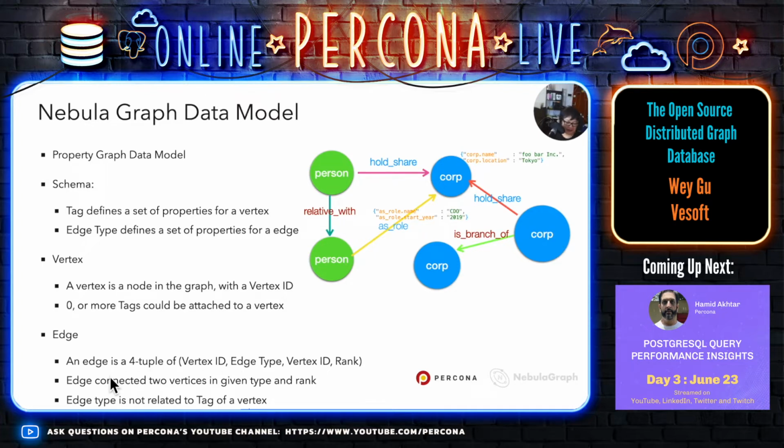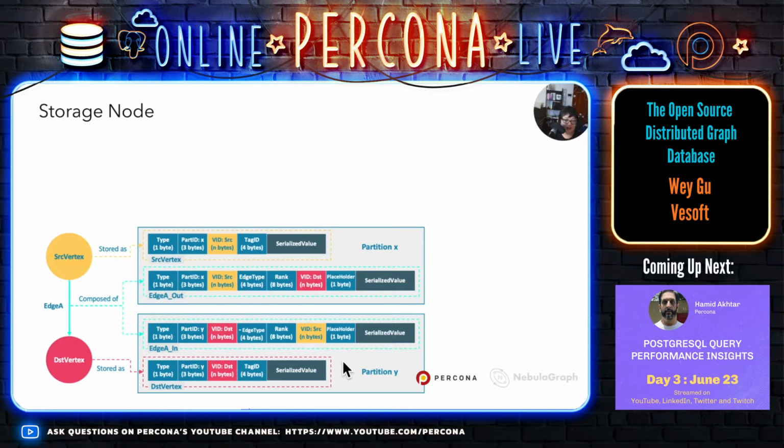Another fun fact is that the edge type is actually not related to the type of vertex, or the tag of the vertex. If you notice here, only the vertex IDs exist in the tuple of the edge. So that's one point to be highlighted. And then we will get more idea of how the data is persisted in the underlying storage node, and we will dive into that now.